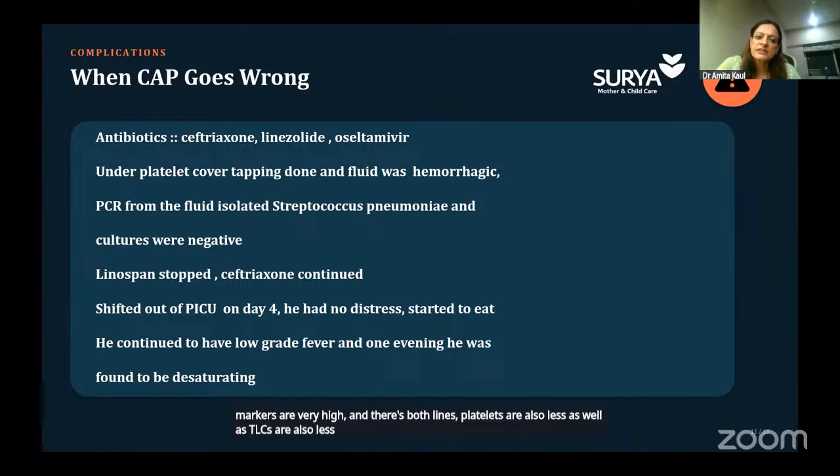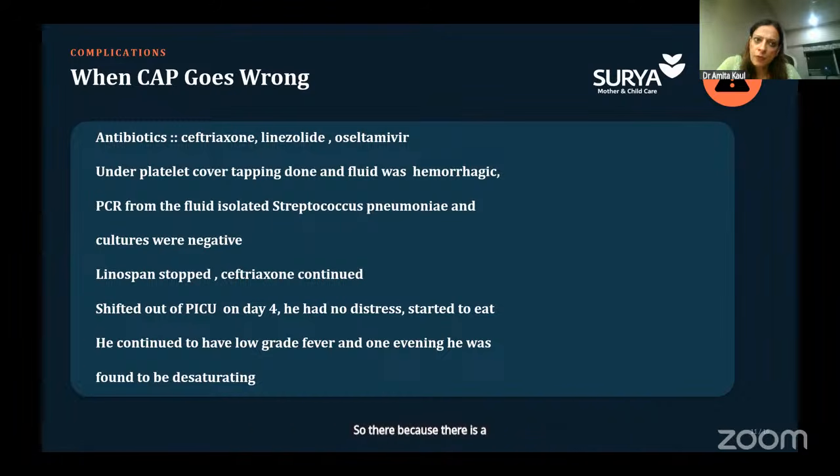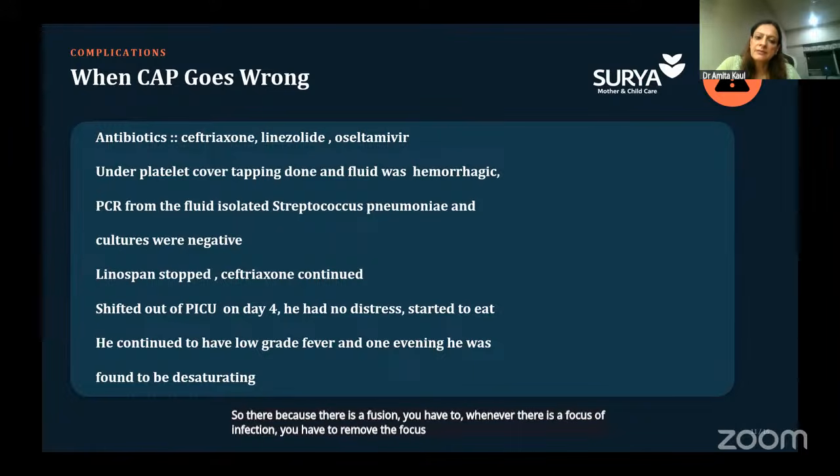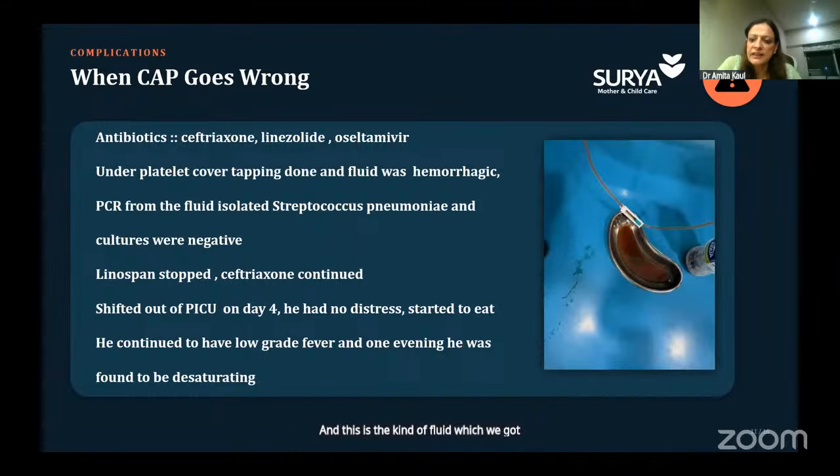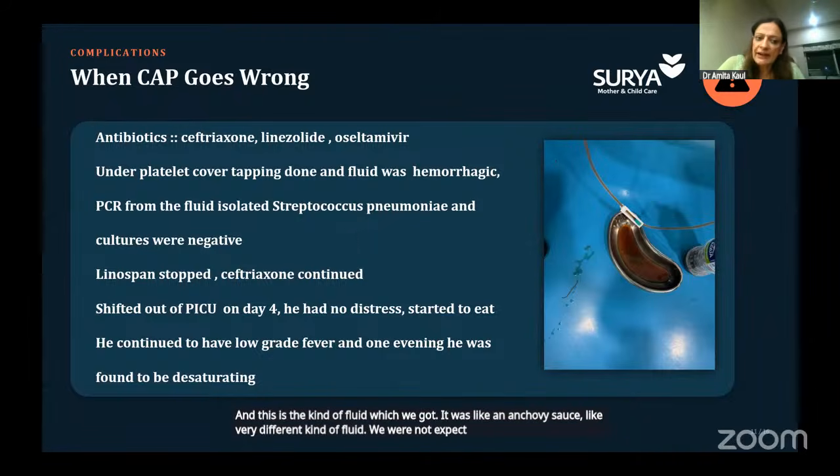So there, because there is effusion, whenever there's a focus of infection, you have to remove the focus. So under platelet cover, we did a tapping, and this is the kind of fluid which we got. It was like an anchovy sauce, a very different kind of fluid. We were not expecting this. We sent it for cultures as well as PCR, and the PCR isolated strep pneumonia. So PCR fluid is strep pneumonia.